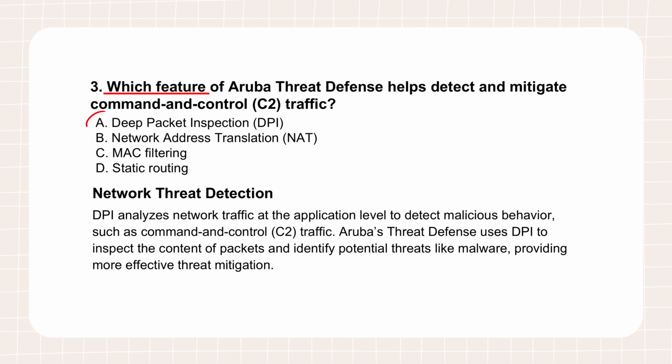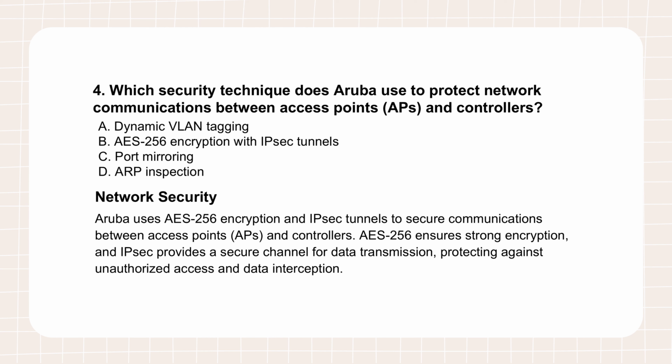So it's like you can actually read the secret message inside the envelope. Exactly, even if they're trying to blend in with all the regular network traffic. That's wild. And that's why it's so crucial for network threat detection, to really understand what's going on deep down. You gotta go deeper. Okay, so question 4. This one's all about the security of wireless networks. Which security technique does Aruba use to protect network communications between access points, APs, and controllers? And the answer is AES-256 encryption with IPsec tunnels.